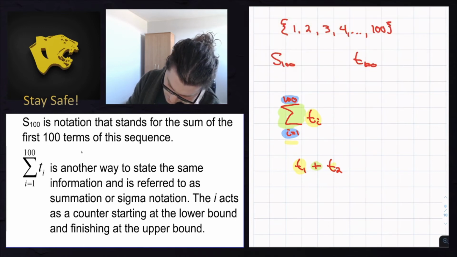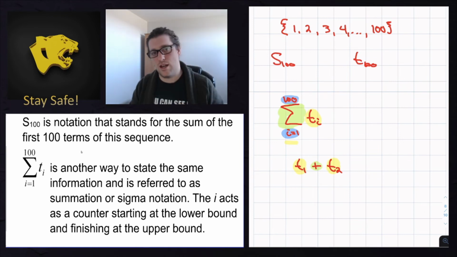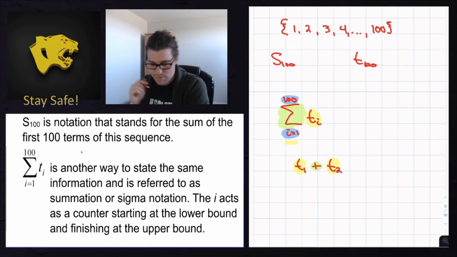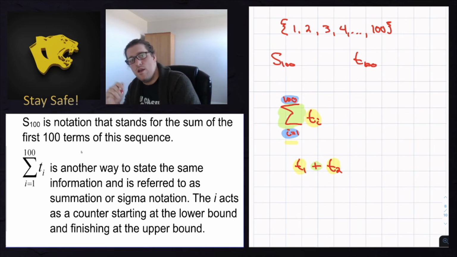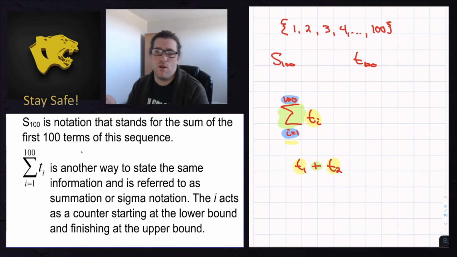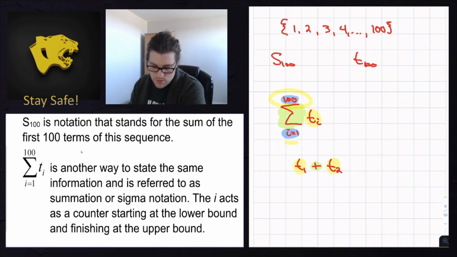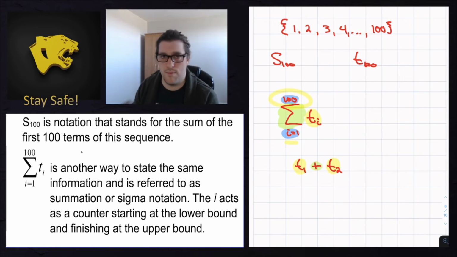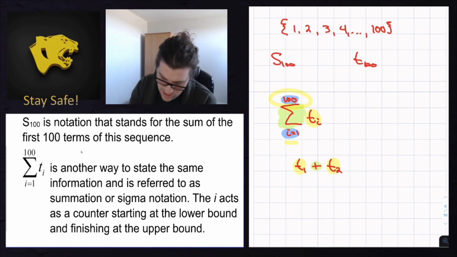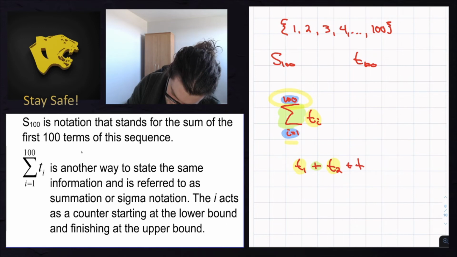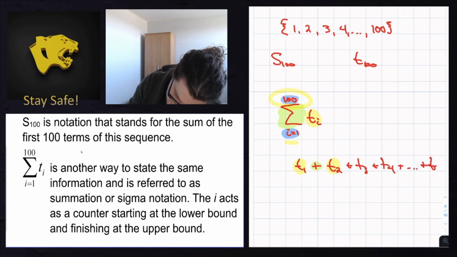Now, it's always done in ascending order by 1, the way that we're setting it up right here. If you start at an i value of 1, you go to a 2, a 3, a 4, a 5. When do you stop? You stop when you reach this number up top, so we stop counting when we reach the number 100. What does this mean? It means we're going to get plus T3, plus T4, plus T5, and so on. We're going to stop when we get to 100.